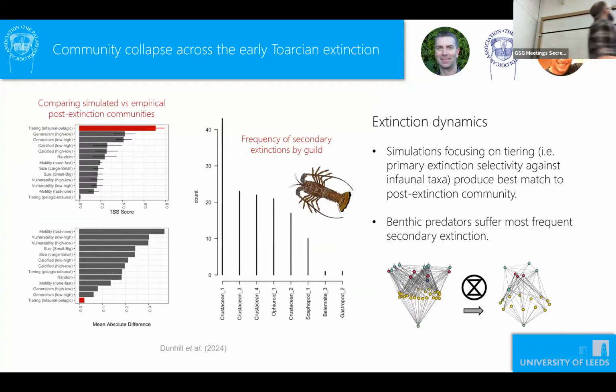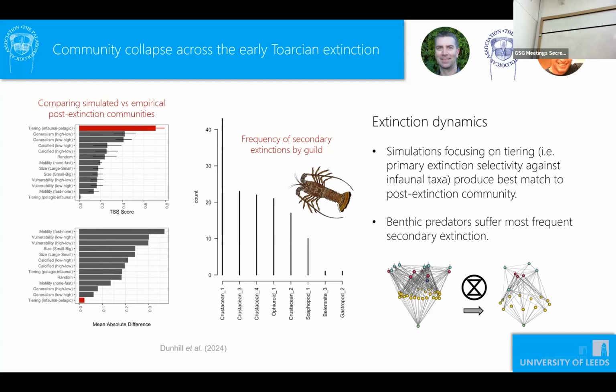So with our extinction dynamic modeling, I won't go into this in too much detail, but put simply, our simulations that focus on tiering, so selecting our primary extinction towards things that live either on the seabed or in the seabed, produce the best match to our post-extinction community. And we were really pleased about this because that's exactly the result we would expect to see, given that a dysoxic environment is going to be more intense on the seabed and in the sediment than it is, say, in surface waters, where there's that bit of gas exchange still happening with the atmosphere.